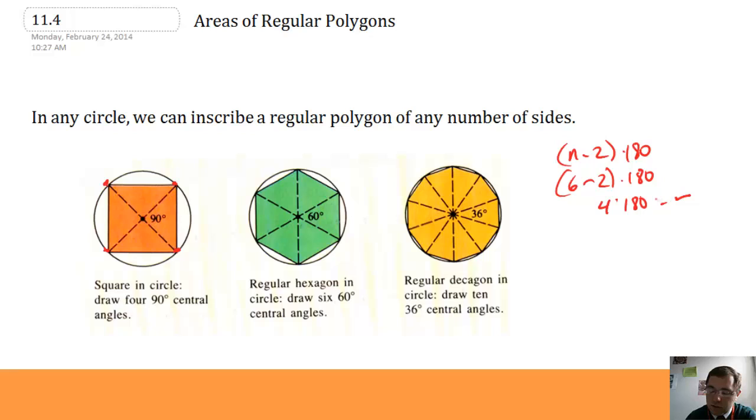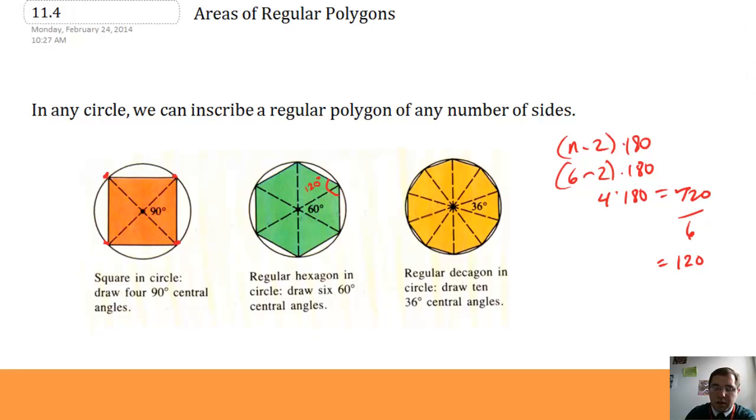So the total was 720 and I divide that by 6, I get 120. That means I want each angle to be 120. So if I divide that in half, I'm going to want 60 degrees. Same thing for a decagon. I'm going to draw 10 36-degree central angles. So the process exists for drawing any regular polygon with any number of sides inside of a circle.